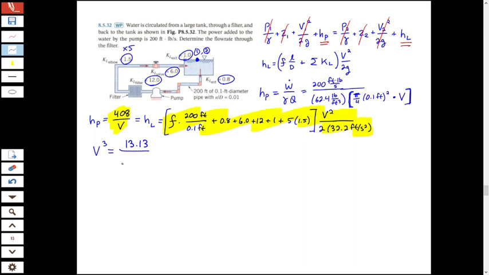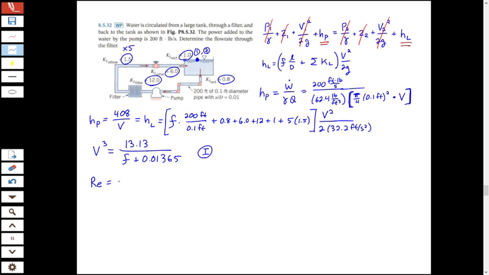13.13 over friction factor plus 0.01365. Now, I'm going to hold on to this expression. So I'm going to say 1, hold on to it. So now that we have that, we need to find friction factor. And how do we do that? We can use Reynolds number.